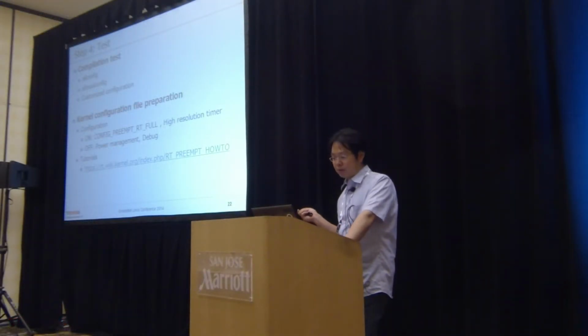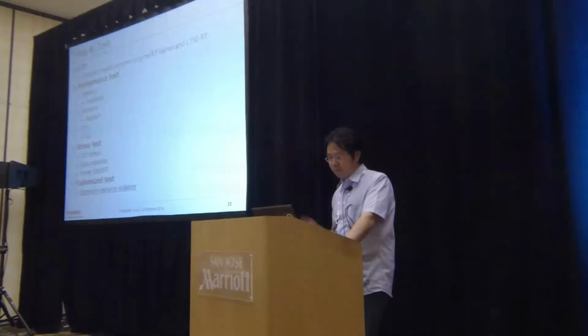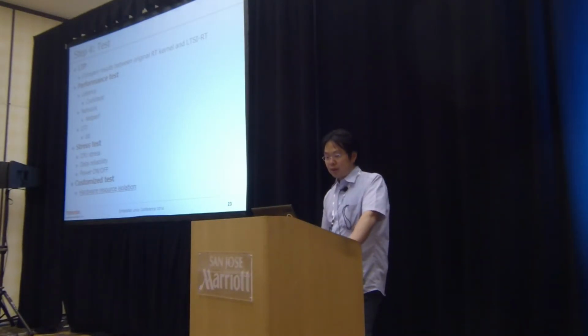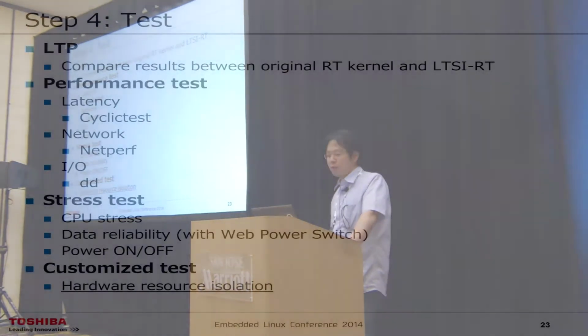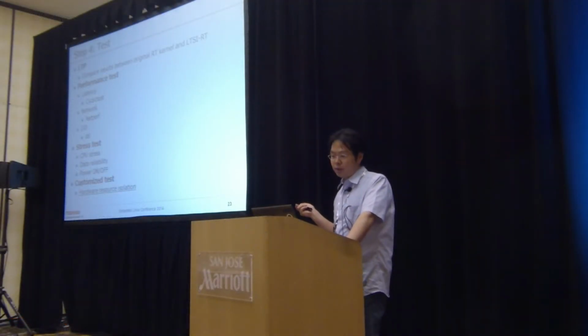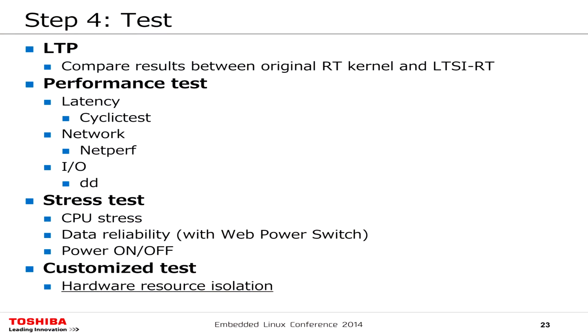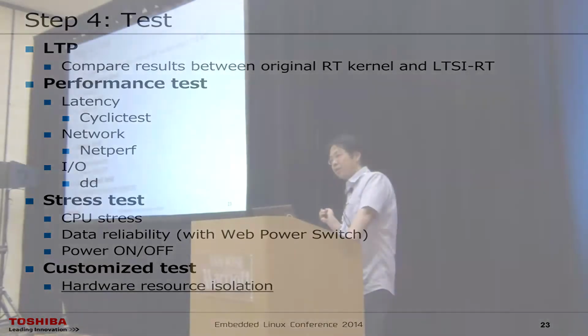So at first we created the RT kernel with these basic options. And if you would like to know about these kinds of things, there are good tutorials available here. After that, we usually do many tests. This is just an example of the tests which we are doing. At first, LTP for API testing, and also compare the original RT kernel and the LTSI-RT kernels.